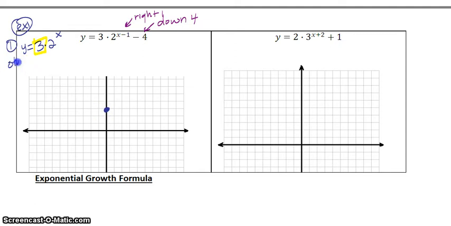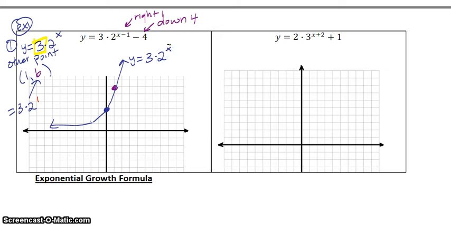To find the other point, I want to put a 1 in for x, and I have 3 times 2 to the first power. 2 to the first power is 2, times 3 is 6, so my other point is (1, 6). And what I have just graphed right here is y equals 3 times 2 to the x without the shifts. So that is what I meant by step 1 on the previous page. I just graphed y equals a times b to the x without the shifts.